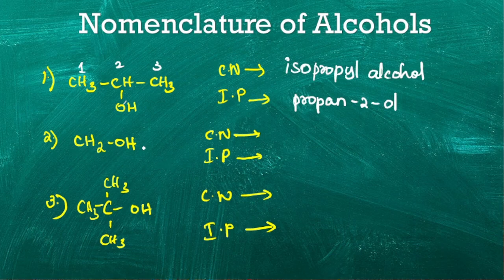Next, CH3OH, a very simple compound. It is methyl alcohol, right? So the common name is methyl alcohol. The IUPAC name is methanol.